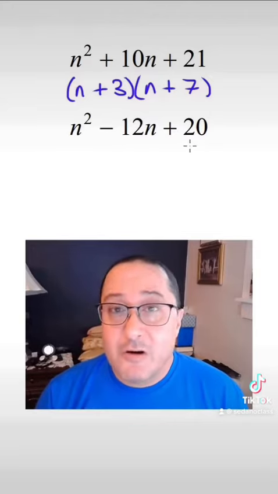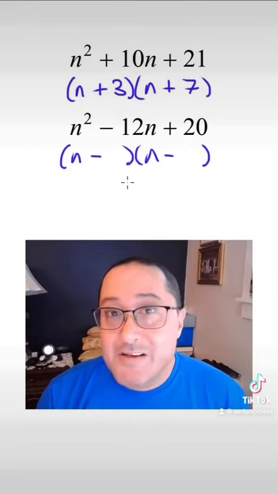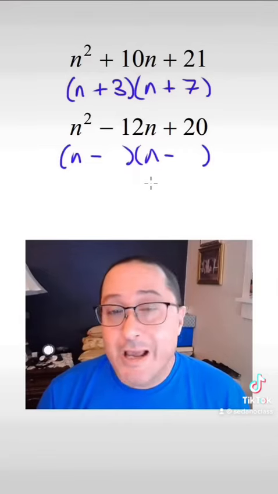In our second situation, we see that the third term is positive and the middle term is negative. Now, since the third term comes from multiplication, it has to be same sign multiplication. So this is going to be a minus minus, meaning n minus something times n minus something. And we're going to get our numbers the same way.